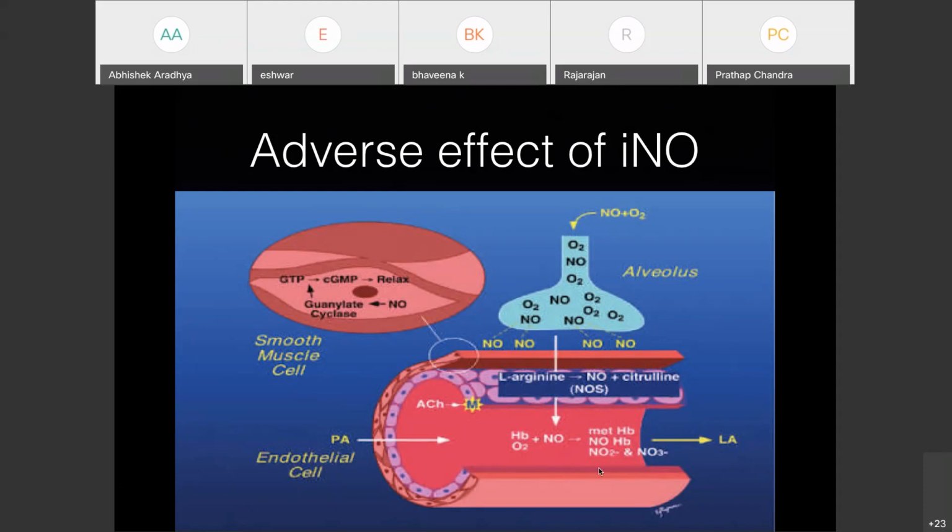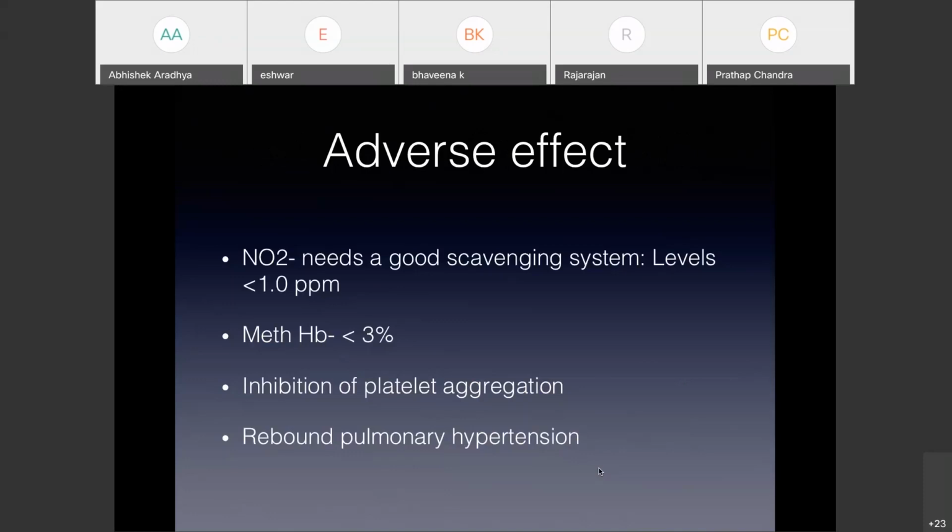So nitric oxide in a good amount is very helpful, but you also have to remember that it can cause adverse effects. In this slide, it shows the NO2 should be less than 1 part per million, and you should be using a good scavenging system on your ventilator in order to remove the nitrogen oxide going into the environment. And your methemoglobin should be less than 5 is okay, but ideally I would keep it less than 3, because if it goes more than that, your oxygen carrying capacity will be reduced.